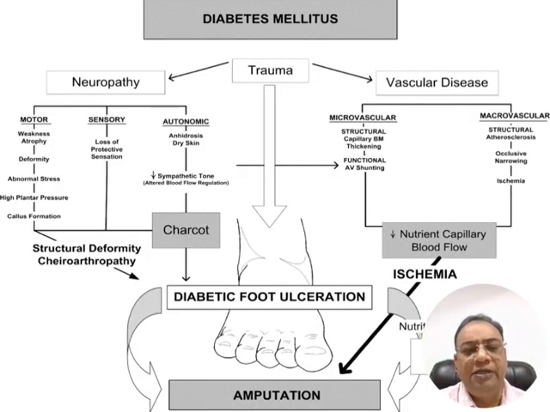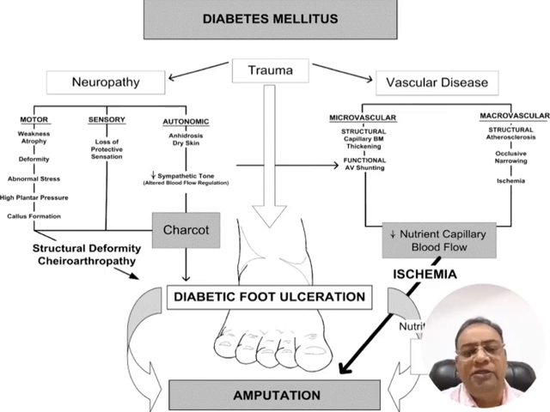As we all know, diabetes mellitus affects our legs in two ways, majorly by formation of advanced glycation end products, which leads to neuropathy and vasculopathy. Neuropathy can be motor, sensory, and autonomic, which leads to loss of protective sensation, deformity formation, high pressure points, and callosity formation. The autonomic neuropathy leads to dryness of skin, which leads to cracks, and sometimes bacteria go in through the cracks and infection happens.